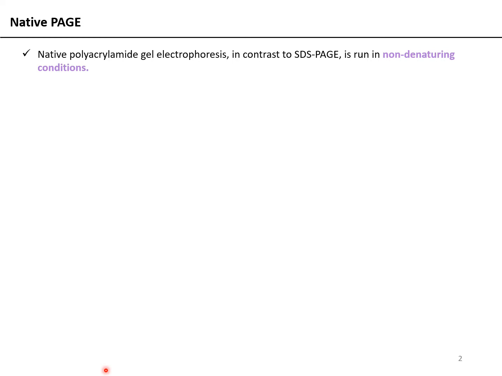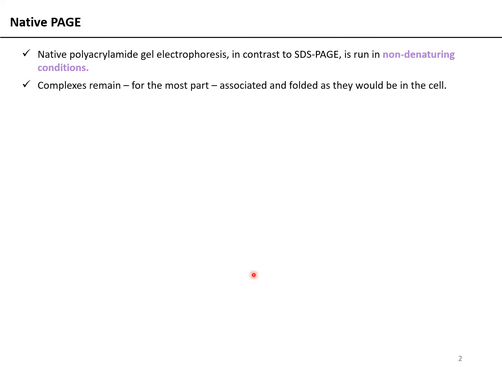So mind you, if you can recall our previous lecture, then you will remember that one of the critical steps in SDS PAGE sample preparation was denaturing the sample. And for denaturing the sample, we use a lot of different techniques like heating, treatment with SDS, which is actually an anionic detergent, treatment with reducing agents. But in a native PAGE, in contrast to that, there is no denaturation of the sample being run. Complexes therefore remain, for the most part, associated and folded as they would be in the cell.